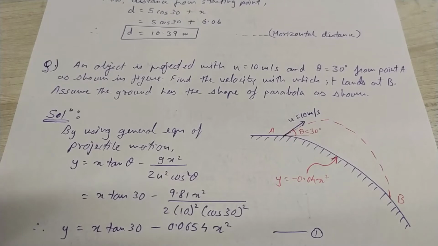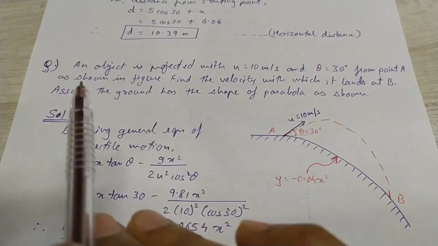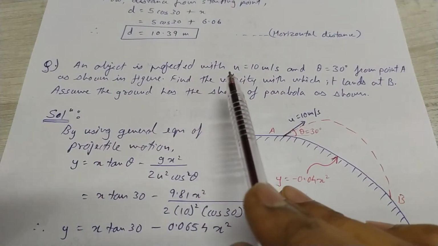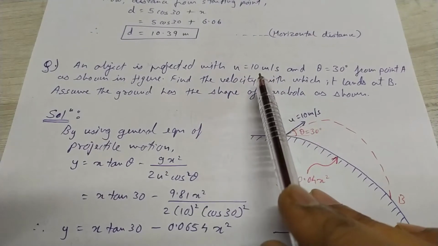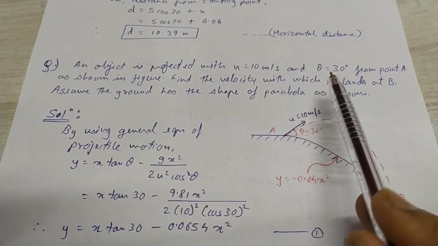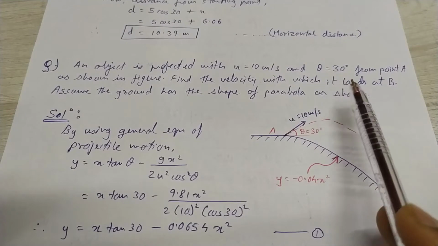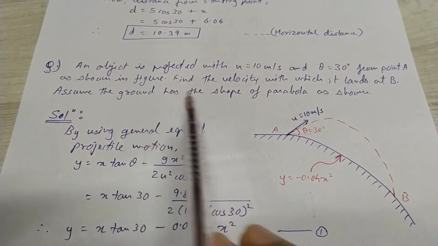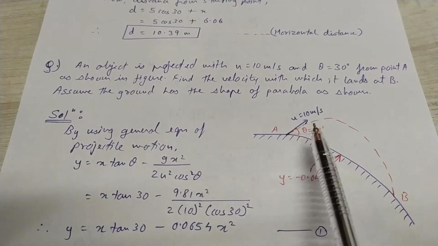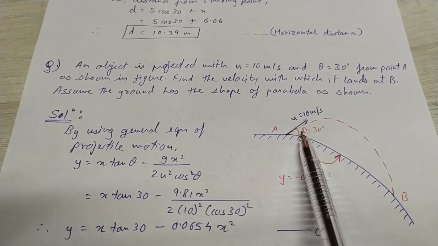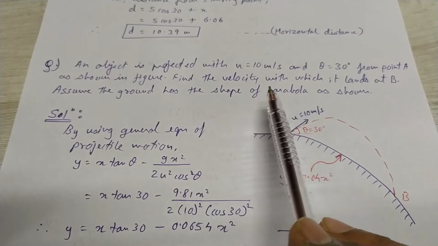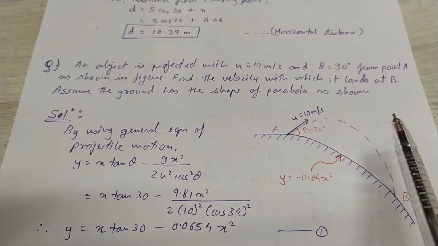Hello everyone. Now here is another problem based on projectile motion. An object is projected with u equal to 10 meter per second, that is the initial velocity, and theta equal to 30 degree, that is the angle of projection, from point A as shown in the figure. So this is the starting point A with initial velocity u and angle of projection theta. Find the velocity with which it lands at B.